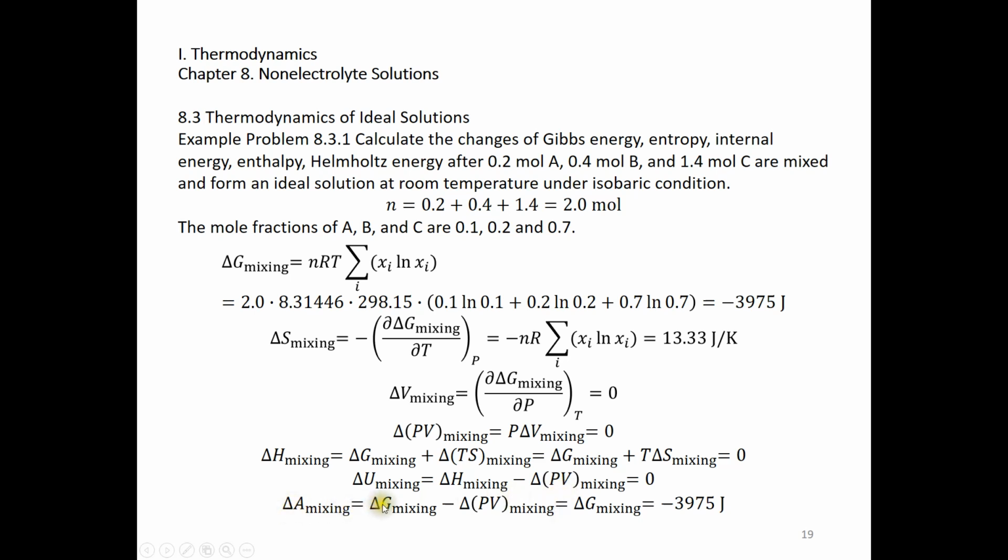Delta A is equal to delta G. Again, it's because delta PV of mixing is 0, and this is because neither pressure nor volume changes during the mixing. So delta A mixing is delta G mixing. It's negative 4,000-ish joules.